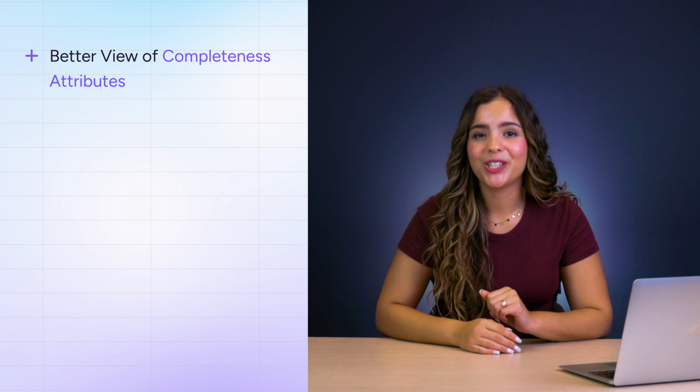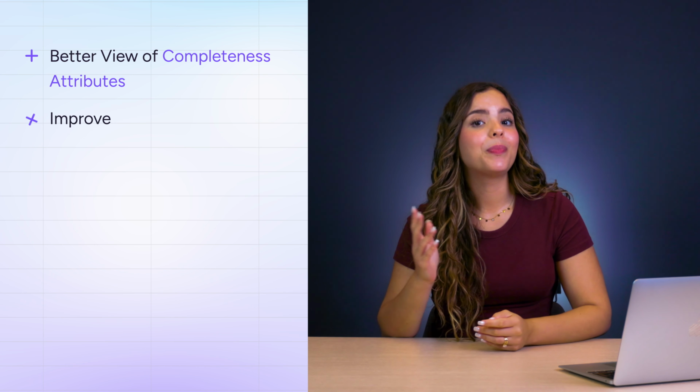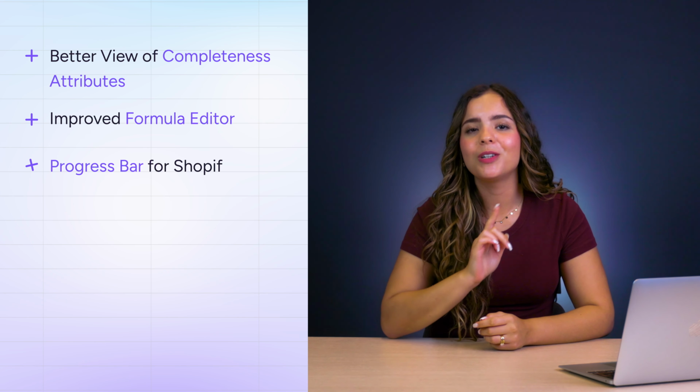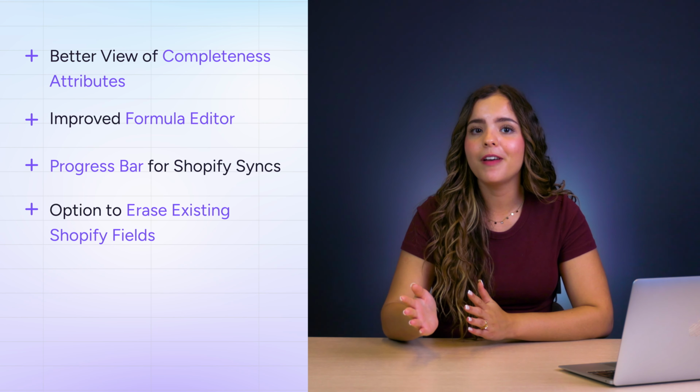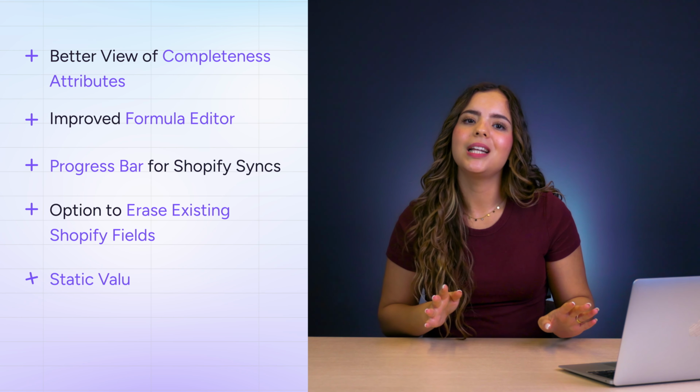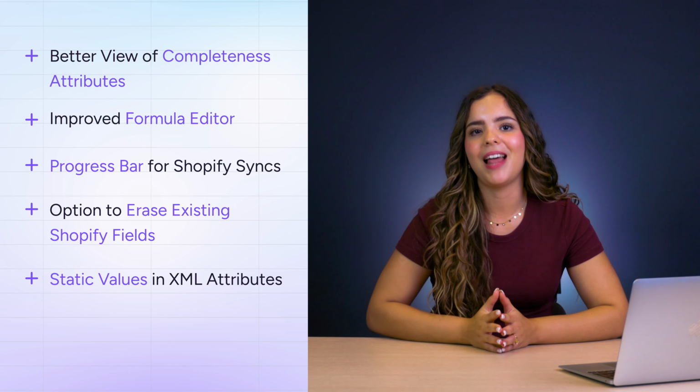In this month's updates, you'll find a better view of your completeness attributes in the product detail, an improved formula editor, a progress bar for Shopify syncs, the option to erase existing Shopify fields in your store, and a quick way to add static values to your XML attributes.